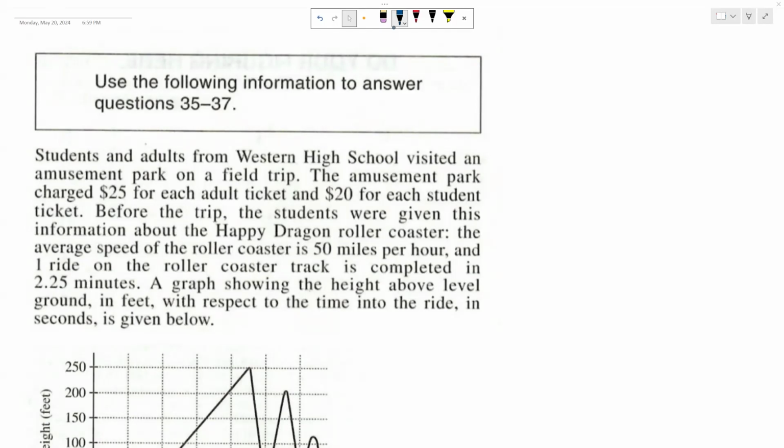It says students and adults from Western High School visited an amusement park on a field trip. The amusement park charged $25 for each adult. Apparently, there are adults and they charge $25.